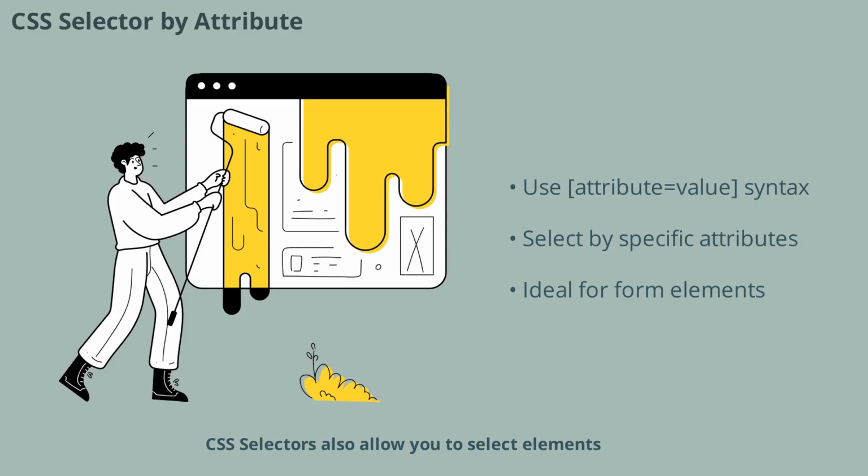CSS selectors also allow you to select elements based on attribute values using the [attribute=value] syntax. For instance, [type=radio] selects all elements with the attribute type set to radio. This method is especially useful when you need to interact with form elements or filter elements based on specific attributes.